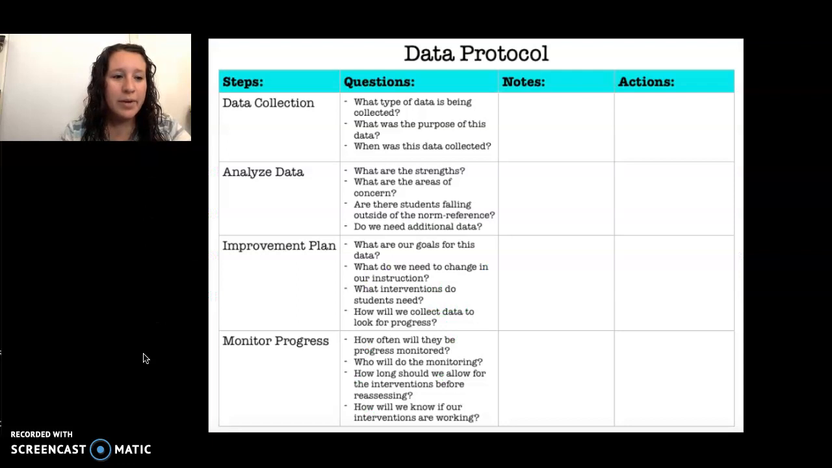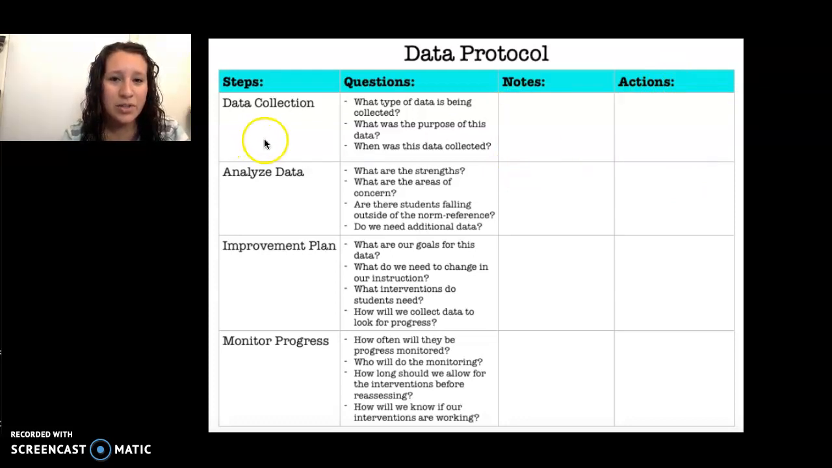Here's my graphic organizer. With this, teachers will be able to gather their thoughts and brainstorm ideas for fostering student growth. So here are my steps. All four of them are here. The data collection. Then I have some questions for teachers to think about. They can take some notes and then write any action plans that go along with that.